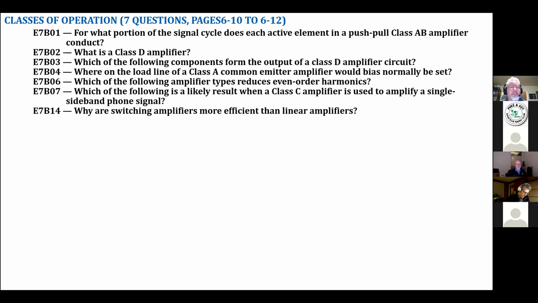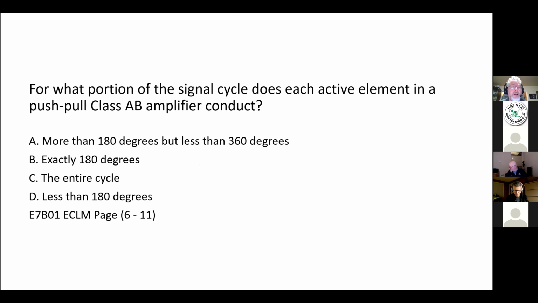Classes of operation, 7 questions. For what portion of the signal cycle does each active element in a push-pull class A-B amplifier conduct? A, more than 180 degrees but less than 360 degrees. B, exactly 180 degrees. C, the entire cycle. Or D, less than 180 degrees? Alpha is correct.